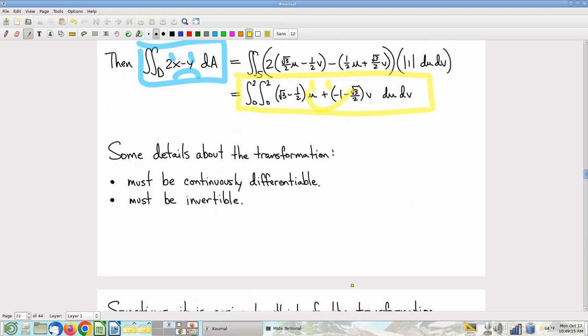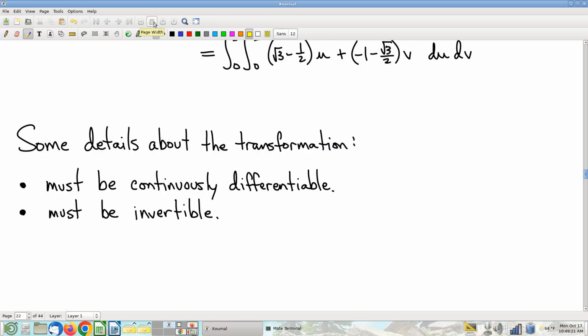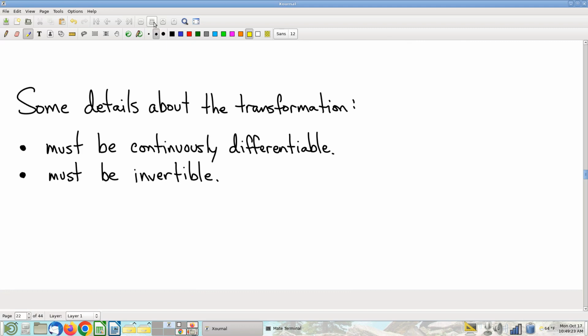A couple of things that I have to say. This has to get said. For this to work, you do need your change of variables function to be continuously differentiable. It just doesn't work otherwise. This is a regularity issue. Again, not really the focus of what this class is about, but you got to say that. It also has to be invertible.